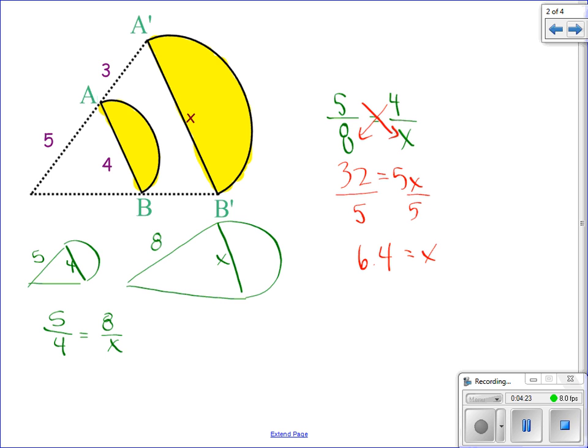So there may be a situation on your homework where you need to cross multiply. Not all of them are that way, but that's how you would set those up. Questions? What is the scale factor on this one?